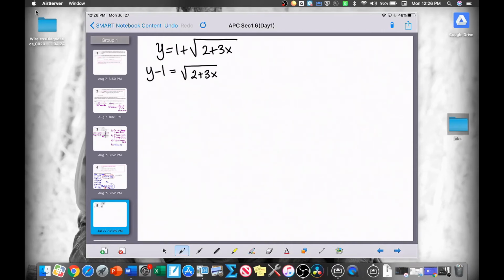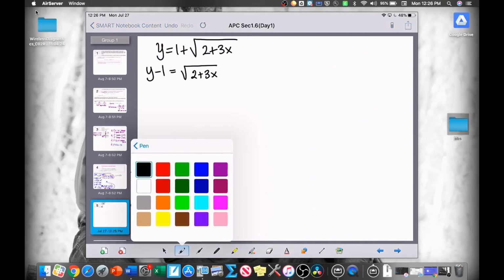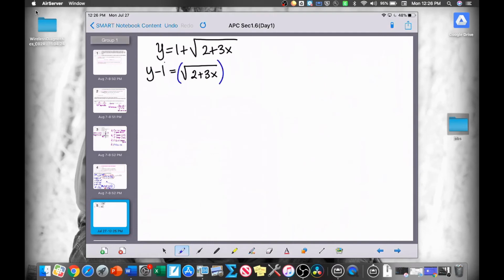And then, again, trying to solve for x, if I want to undo that square root, the next thing that I'm going to need to do is square both sides of this equation to undo that square root. And when I do that, on the left-hand side, I'm just going to leave it right now as the quantity y minus 1 squared. On the right-hand side, the square root and the squared cancel out, so I just have 2 plus 3x. And then again, if I'm trying to solve for x, I would subtract 2. So I would have the y minus 1 quantity squared minus 2 equals 3x.